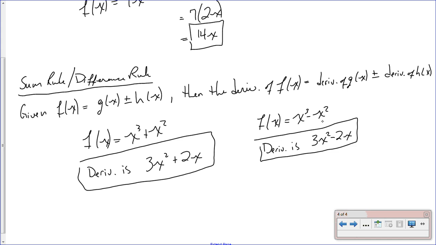All right, so the sum and difference rule work the same way. Only difference is in the sum rule you're dealing with addition, in the difference rule you're dealing with subtraction. But either way, your derivative is basically the same. You take the derivative of the first one plus or minus the derivative of the second one. All right, so that's your sum and difference rule.